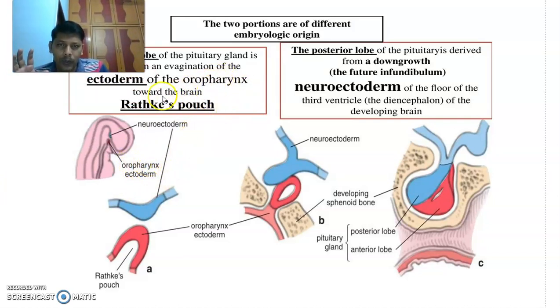Oropharynx. From the roof of our oral cavity, one evagination or outgrowth develops. That outgrowth, which you can see here, is called Rathke's pouch. This Rathke's pouch later develops as the anterior lobe of the pituitary gland. That is the origin of the anterior lobe.